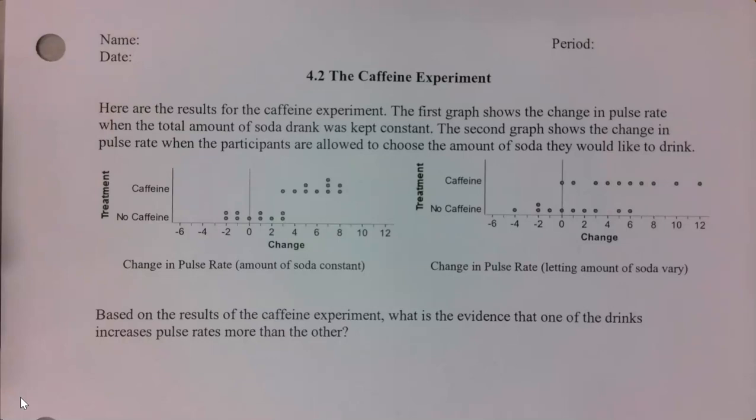So the first thing we want to do here is decide what evidence there is that one of the drinks increases the pulse rate more than the other. And the way we're going to do this is we're going to find the average of the change for the caffeine and no caffeine for the soda constant, and then the average for the caffeine and no caffeine for letting the amount of soda vary, and then compare the two means. So what I want you guys to spend time doing right now is finding the mean for the caffeine, no caffeine for the soda constant, and for letting the soda vary.